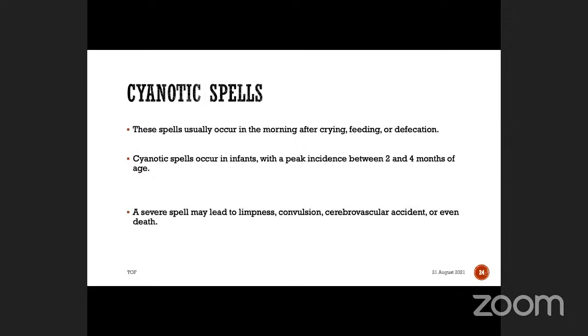These spells usually occur in the morning or after crying, feeding, or with Valsalva maneuvers, like when they try to poop. Cyanotic spells occur in infants with a peak incidence between the 2nd and 4th month of life. Severe spells may lead to limpness, convulsion-like symptoms because of the severe hypoxia, or stroke, or even death.